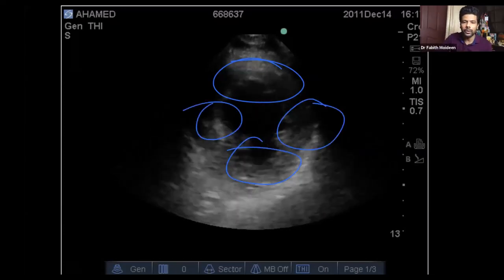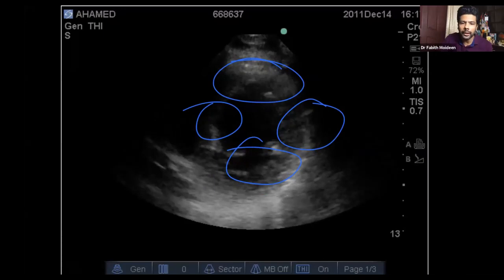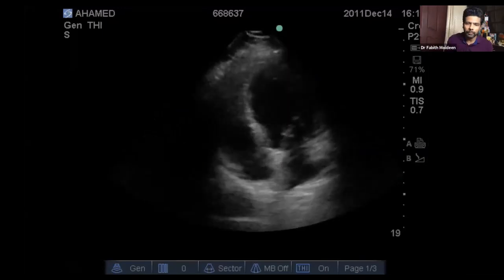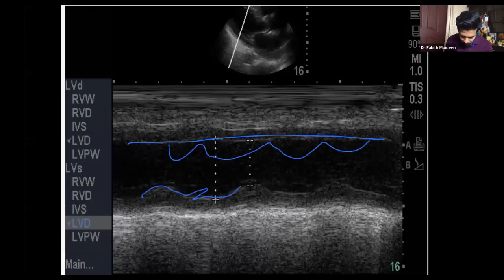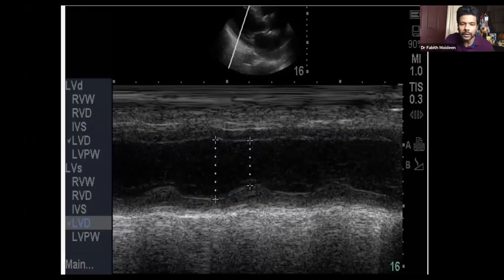So that was a case of, again, a 4-chamber view. So again, putting an M mode, you can nicely see that the septum is not at all contracting, okay? Compared to the posterior wall. Posterior wall is contracting and septum is flat, okay? So you can confirm it like that also.